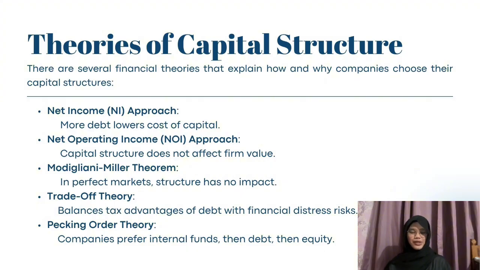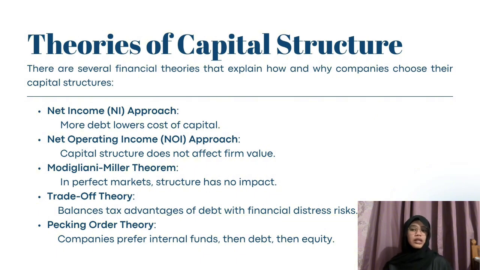Theories of capital structure. So dito, I will explain it to you briefly lang since Miss Kana will explain this to you later on. So first one is net income approach. Ang idea nito is mas maraming utang, mas bumababa ang cost of capital at tumataas ang value ng kumpanya. Next one is net operating income approach. Dito sinasabi na walang epekto sa value ng kumpanya ang capital structure.